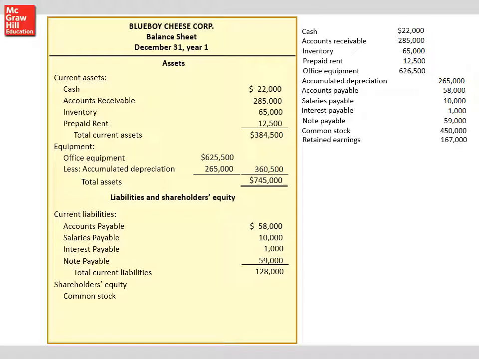Now, since there's no long-term liabilities, we could then go to shareholders' equity. Here we list common stock and the amount of retained earnings, which they've already determined for us. It's a little different than what's on your trial balance. Why? Because they added in the net income.